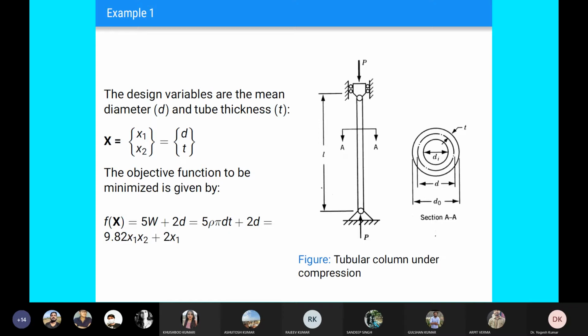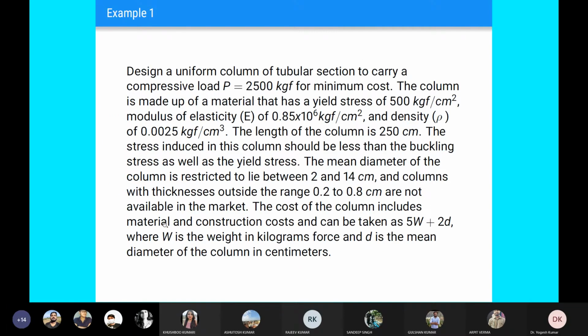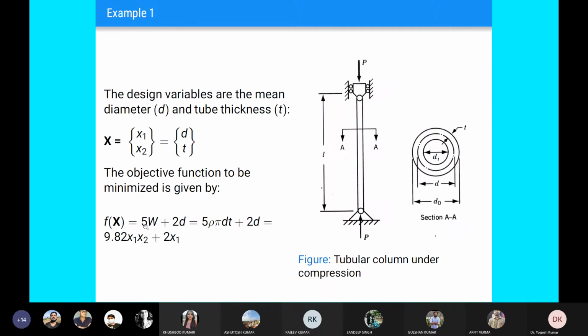What are the design constraints? Accordingly, in this problem, we knew our objective function. It is minimization of material cost and construction cost, and it was represented by 5W plus 2T. Then we were supposed to identify the design vector. What was the design vector? It was based on the design variables. The design vector was x1, x2, which corresponded to D and T.